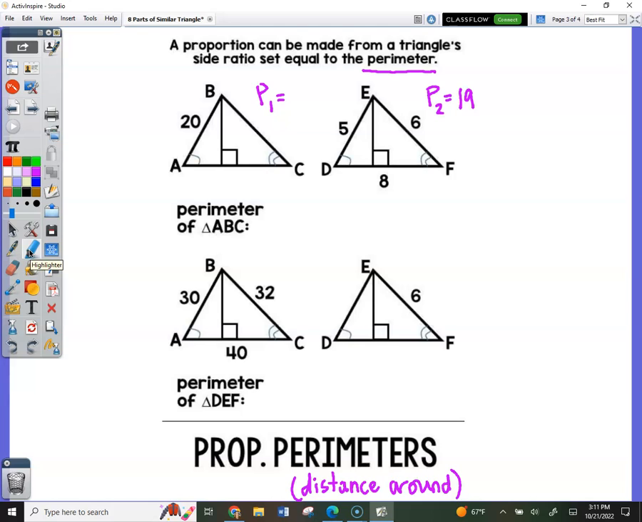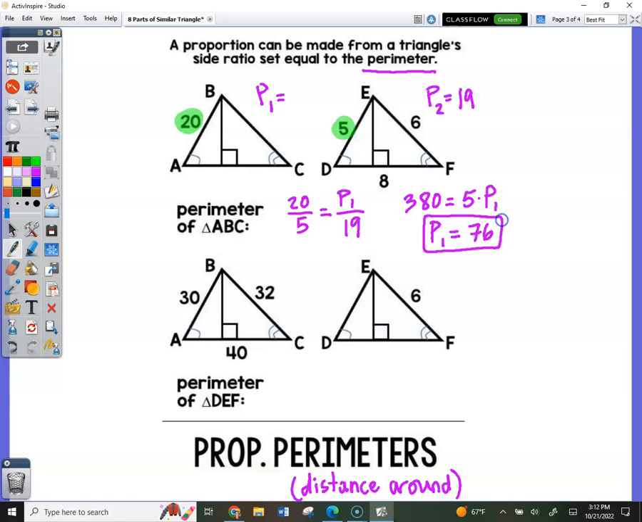from here to here. What two sides correspond that you know? 20 and 5. I know 20 and 5 go together. So set it up. 20 goes to 5 as the perimeter that I don't know goes to the perimeter that I do know. And cross multiply to solve. 20 times 19 is 380. This would be 5 times P1. Then I would divide by what? 5. What do you get? P1 equals 76. So the perimeter of triangle ABC is 76.